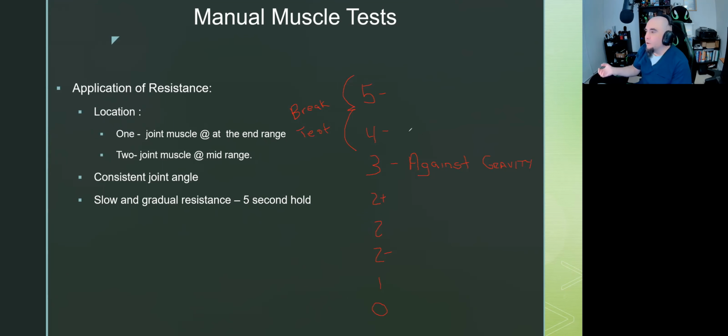So it's going to depend on the joint. If you're going with elbow flexion, you're going to apply a resistance in the opposite direction. I'm going to be at my mid-range, so about 90 degrees. And you're going to say, okay, I'm going to push down, you're going to pull up. Don't let me push you down. And you're going to hold. 5, 4, I break. If I hold against resistance but I break, that means I'm a 4.